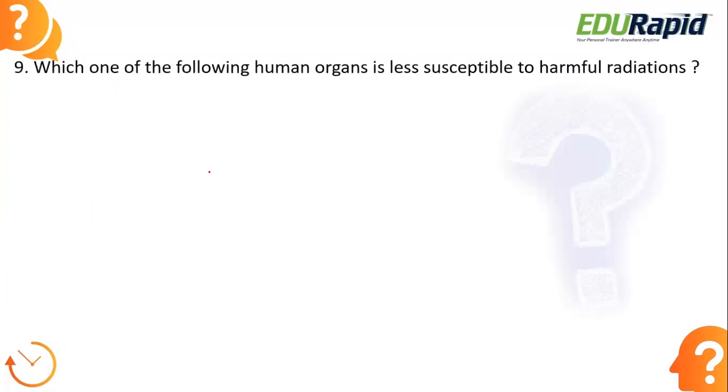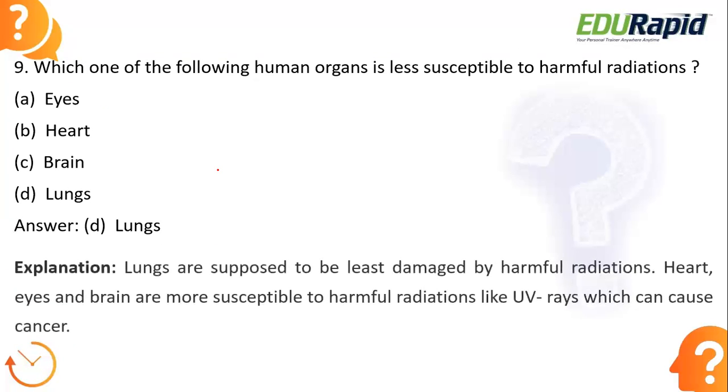Which one of the following human organs is less susceptible to harmful radiations? Eyes, heart, brain, lungs. Now the right answer is option D, lungs. When we look at all the major organs of our body, out of the given options, lungs are the ones which are least susceptible to harmful radiation, such as UV radiation.